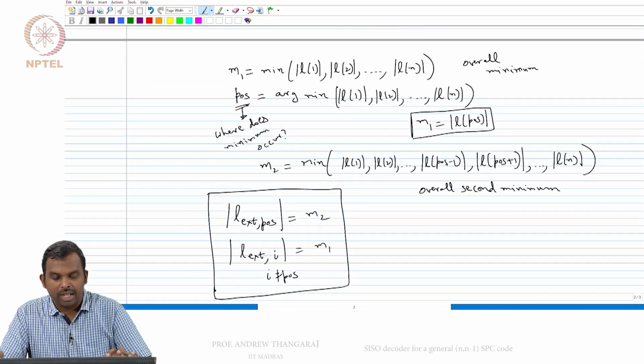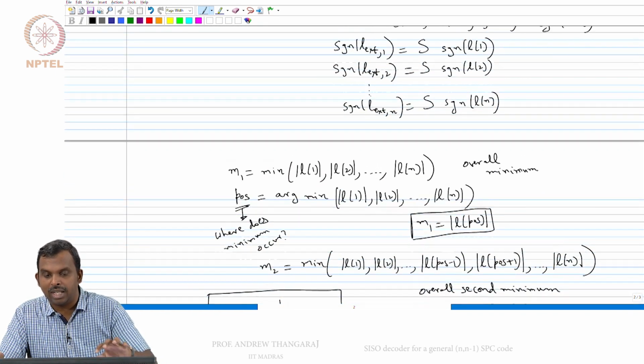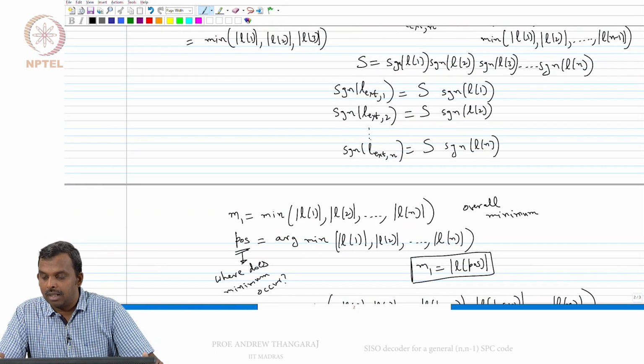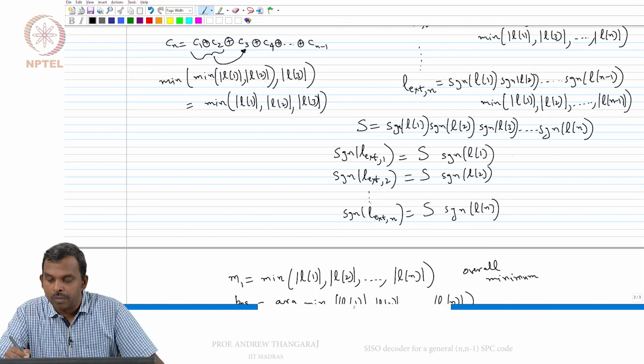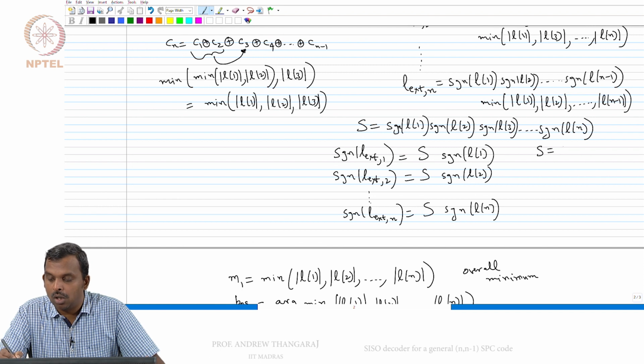So, one can find the absolute values very easily, one can find the signs very easily. In fact, what is going on here is, S could be either +1 or -1, right.